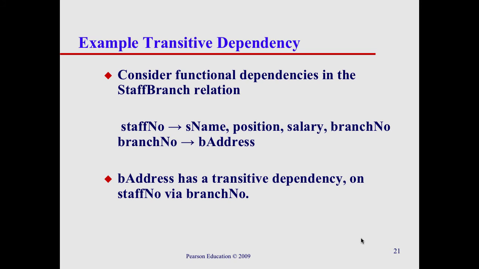And we don't explicitly represent transitive dependencies when we list our functional dependencies. We consider them redundant because they're implied. We also don't typically, even though the branch address right here is dependent on staff number, put it over here, because really the branch address is dependent on branch number. So again, we don't explicitly represent transitive dependencies.